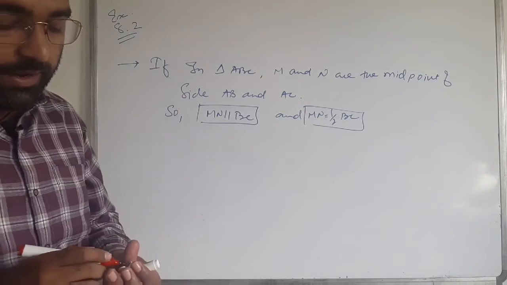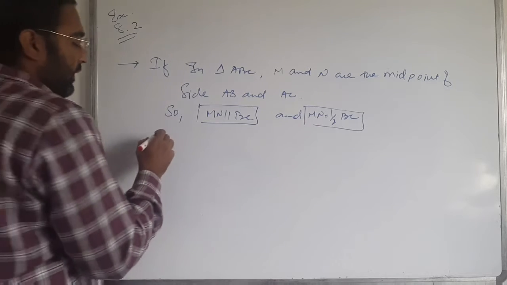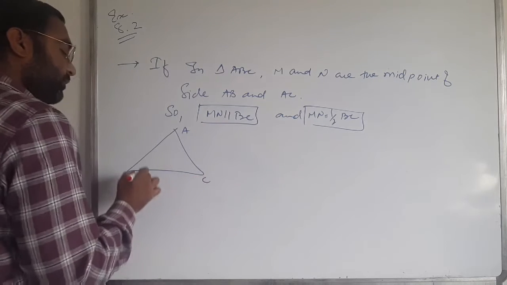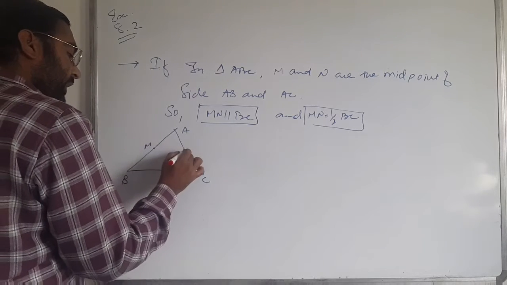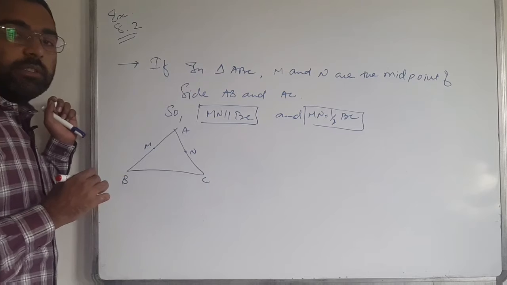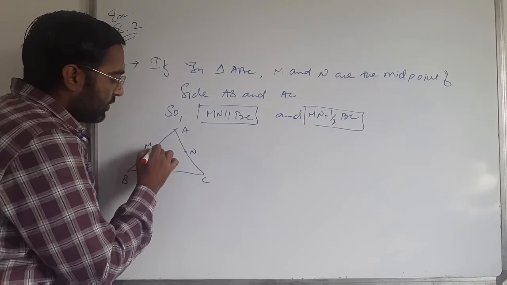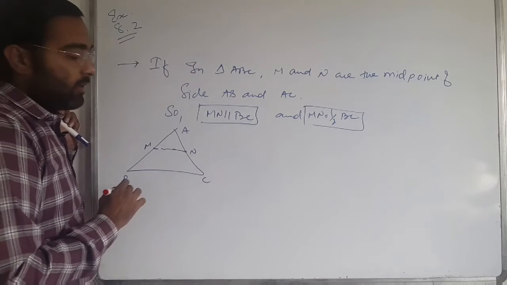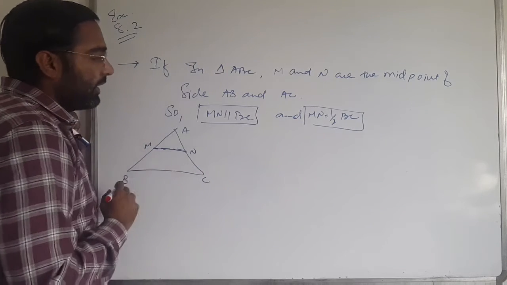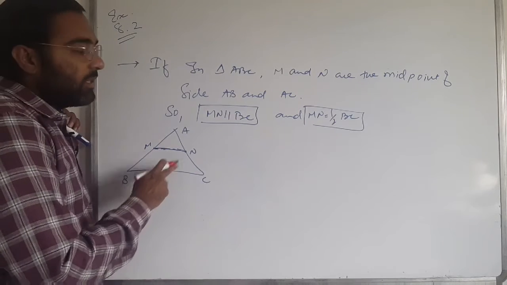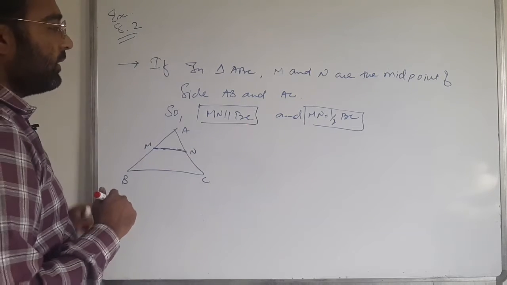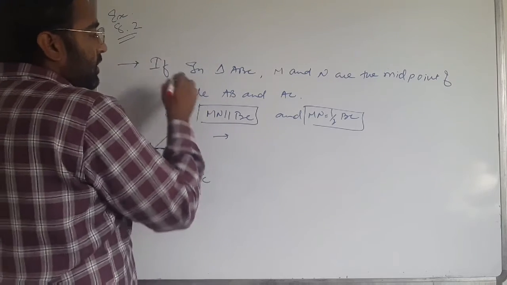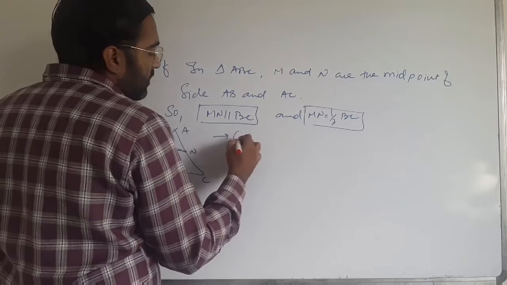Here triangle ABC is given, M and N are the midpoints of the sides AB and AC, so the line passing through them, MN, is parallel to the third side, and it is half of the third side. That is, MN is parallel to BC and MN is half of BC. Okay, clear? Now we have to write its converse.